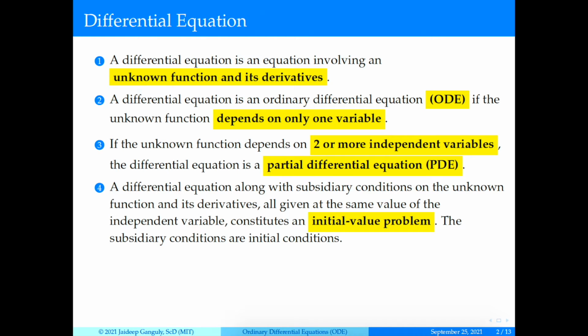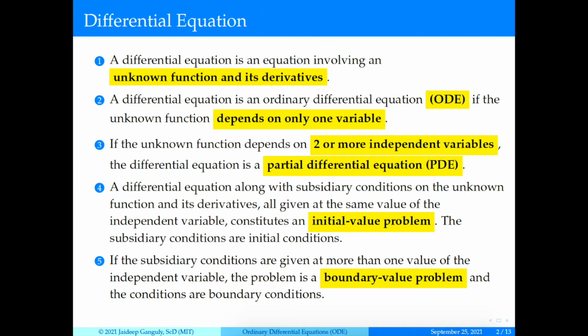A differential equation, along with subsidiary conditions on the unknown function and its derivatives, all given at the same value of the independent variable, constitutes an initial value problem. The subsidiary conditions are initial conditions. If the subsidiary conditions are given at more than one value of the independent variable, the problem is a boundary value problem, and the conditions are boundary conditions. A solution to an initial value or boundary value problem is an equation that satisfies all given subsidiary conditions.